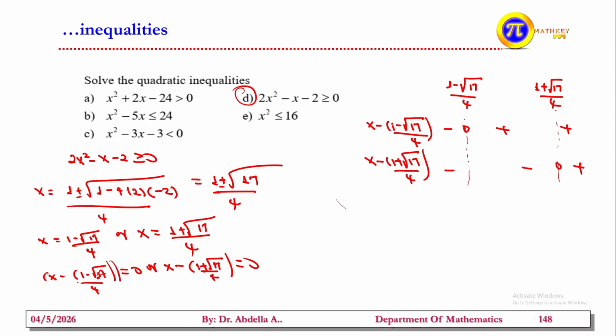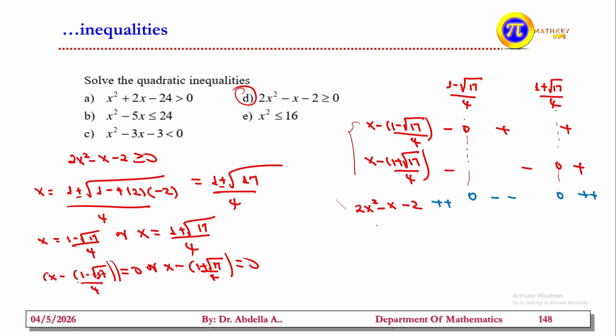When you take the product of these, it becomes 2x squared minus x minus 2. Now, take the values at the left of 1 minus the square root of 17 over 4. Negative times negative, it becomes positive. 0 times negative, it is 0. Positive times negative, it is negative. Positive times 0 is 0. Positive times positive, it is positive.